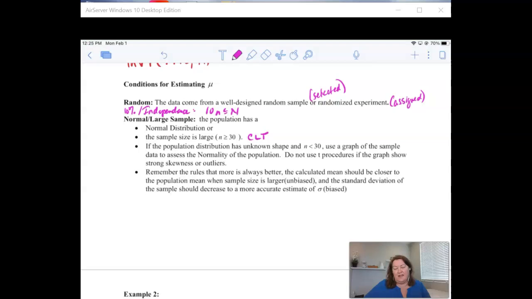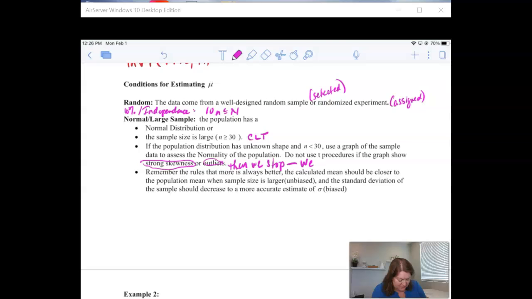Let's say that it's not. We're going to add in a new section now. If it's not, we want you to draw, create, or look at, if they provide it, either a dot plot or a histogram. What we are really looking for is whether there's strong skew or outliers; if there is, then we have to stop.